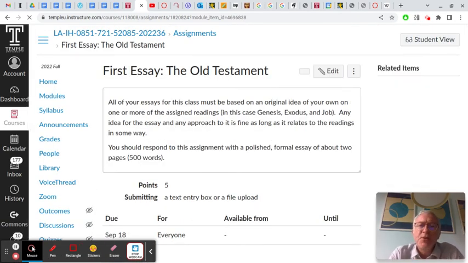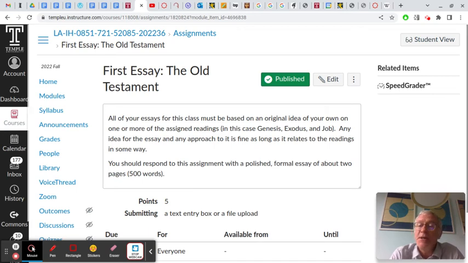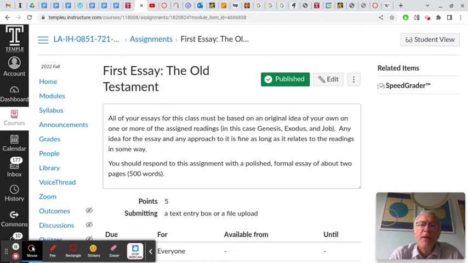All of your essays for this course must be based on an original idea of your own, on one or more of the assigned readings. Any idea for the essay and any approach to it is fine as long as it relates to the readings in some way. It should be a formal essay. It's not just jotting some things down. It should be a formal essay, but short, 2 pages, which is about 500 words.